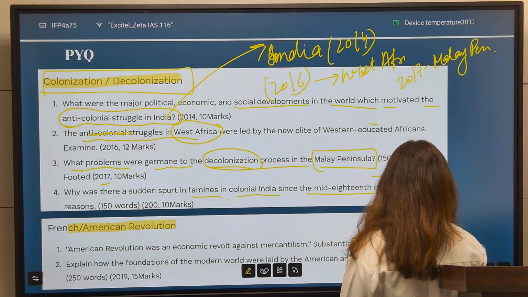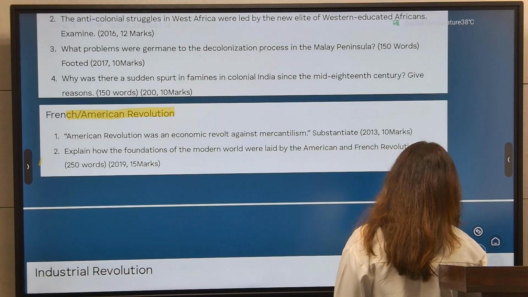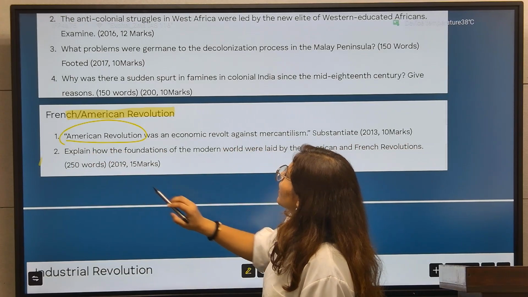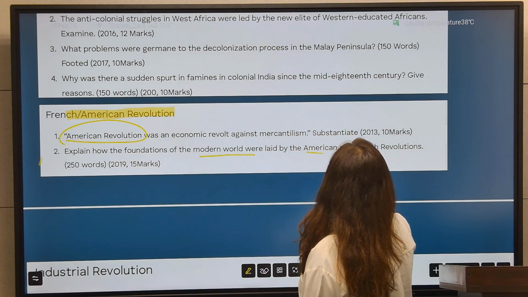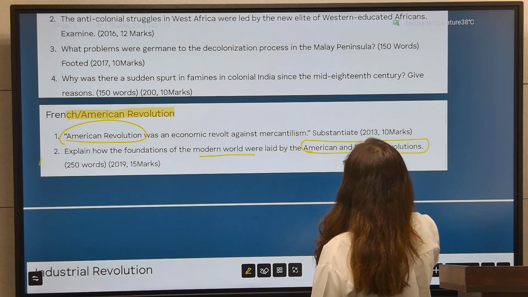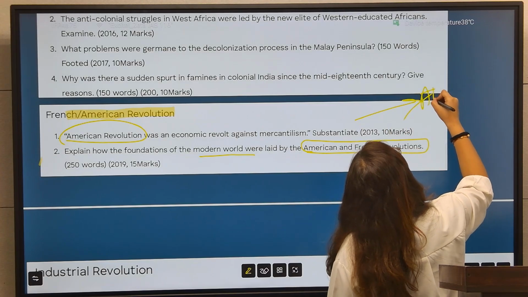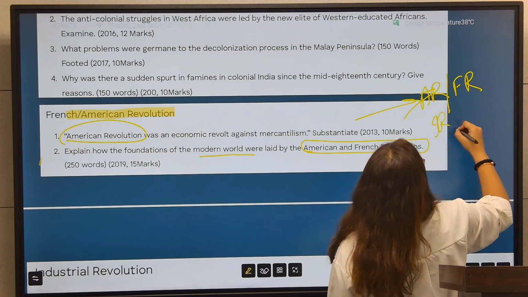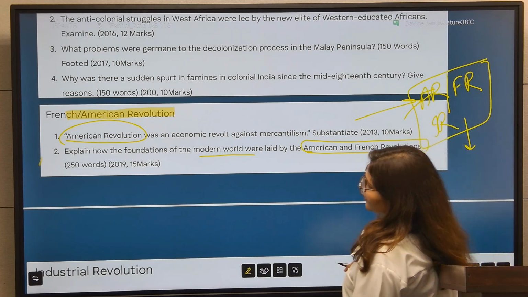Now, on revolutions. A question was asked on the American Revolution: Explain how the foundation of the modern world was laid by the American and French Revolutions. So American Revolution, French Revolution and Industrial Revolution, these three have been asked by UPSC again and again.